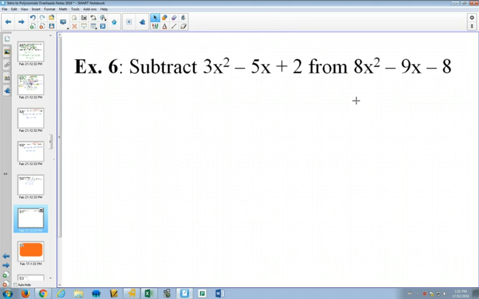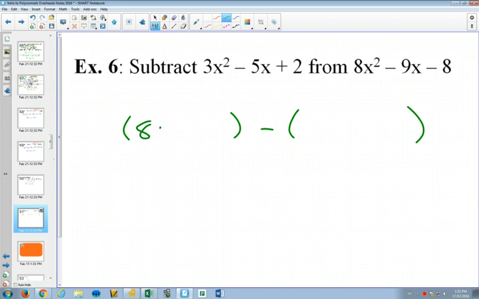Now this is the same kind of question that we were dealing with from before, but this one has some words. Instead of just having something minus something, this one says subtract this from this. So if I put this into a mathematical expression, which one goes in the first set of brackets? Which one goes in the second set of brackets? Because we want to subtract 3x squared minus 5x plus 2 from 8x squared minus 9x minus 8.